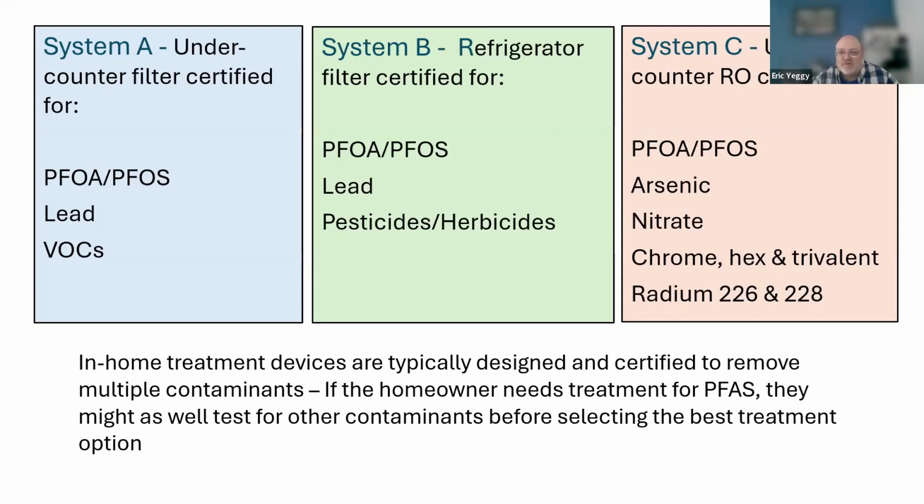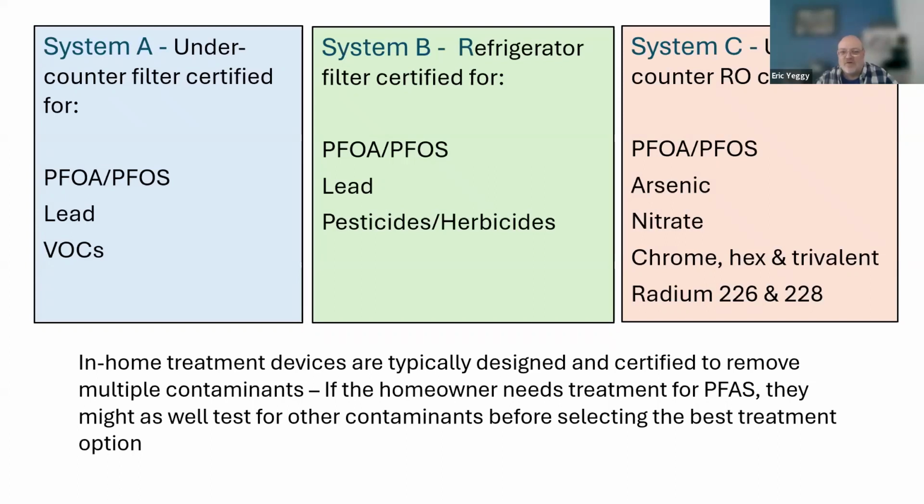System B is a refrigerator filter, and again, it has the certified PFAS claims, but in this case, also lead, pesticides, and herbicides. System C is an RO system, and it has, again, the PFAS claims, but also certified for removal of arsenic, nitrate, hexavalent chromium, trivalent chromium, radium-226, and 228. So all of these contaminants are things that can easily be found in private wells.